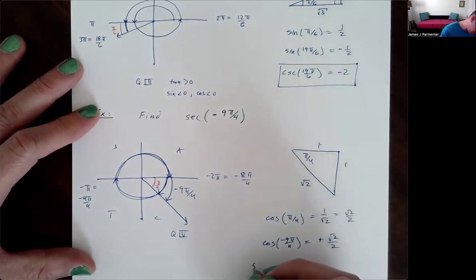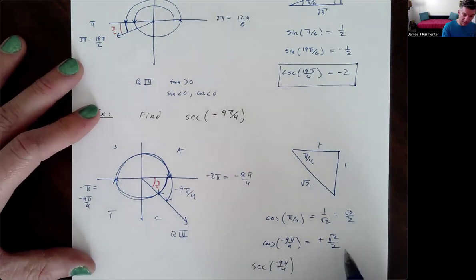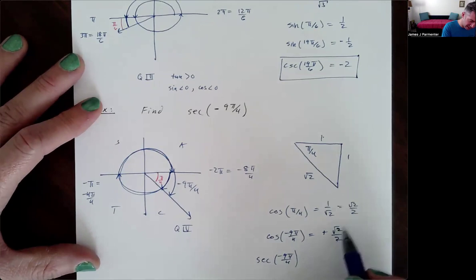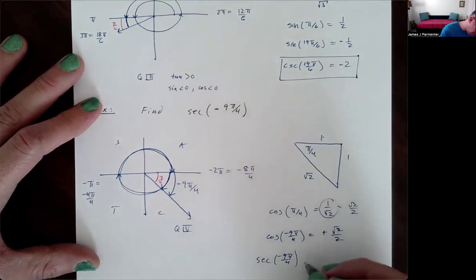And then secant of that same angle, I'm going to take the reciprocal of this, but I'm going to be smart. I'm not going to write 2 over root 2. I'm going to take the reciprocal of that and write root 2 over 1, or just root 2. And it is positive.